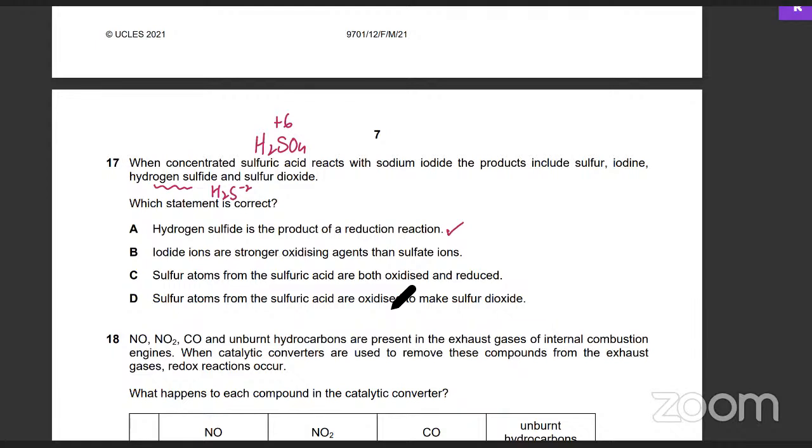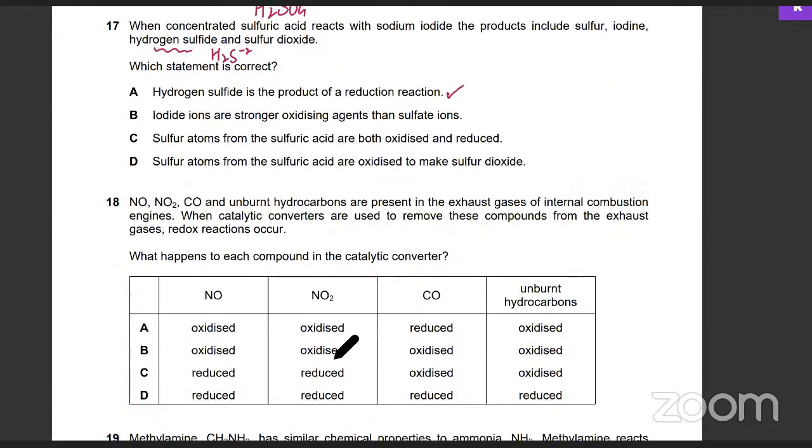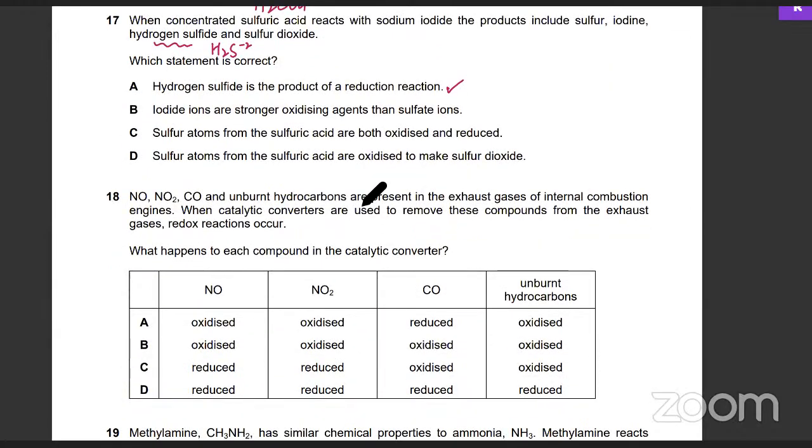The next one is NO, NO2, CO, and unburned hydrocarbons are present in the exhaust gas of internal combustion engines. When catalytic converters are used to remove these compounds from the gases, redox reactions occur. What happens to the compounds? So what does NO and NO2 turn into in a catalytic converter? Like what happens to them?